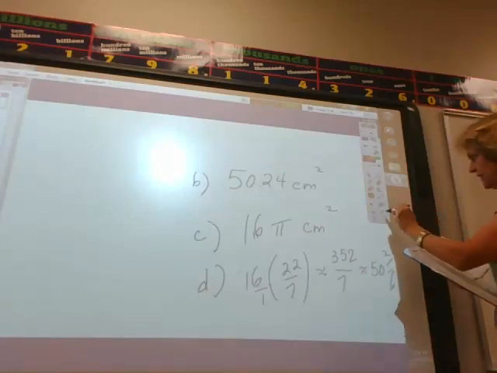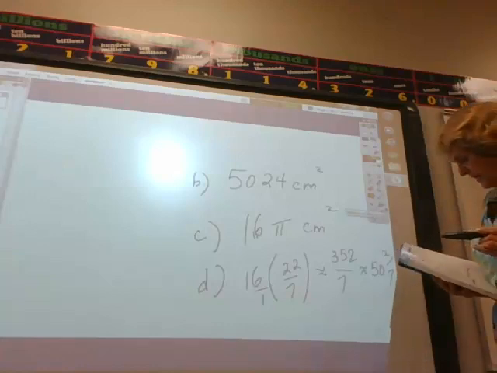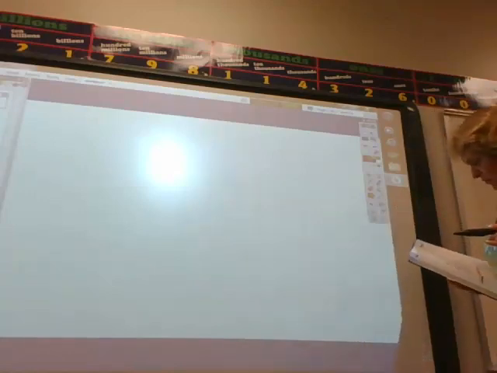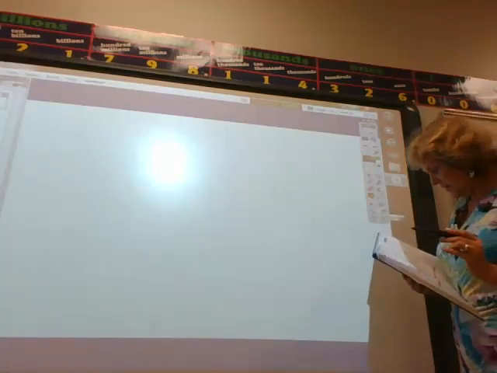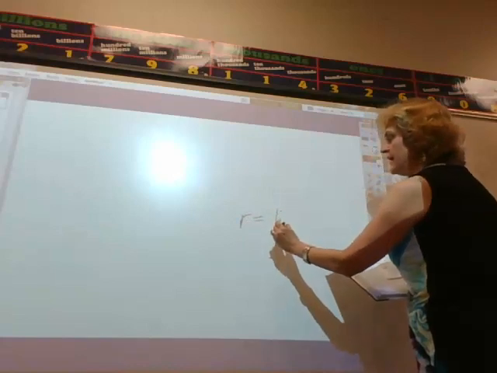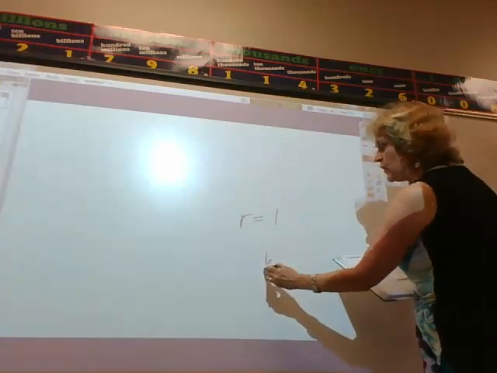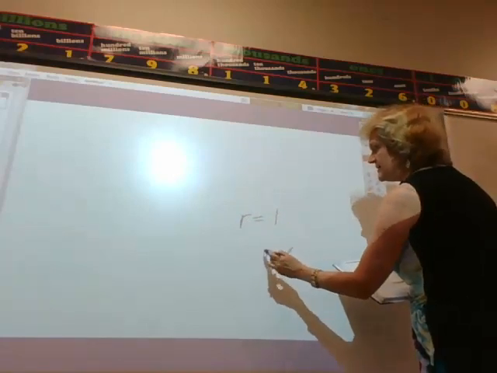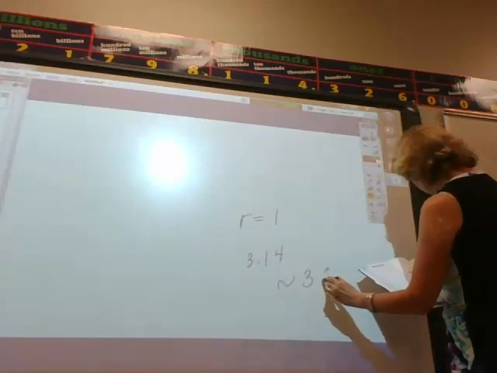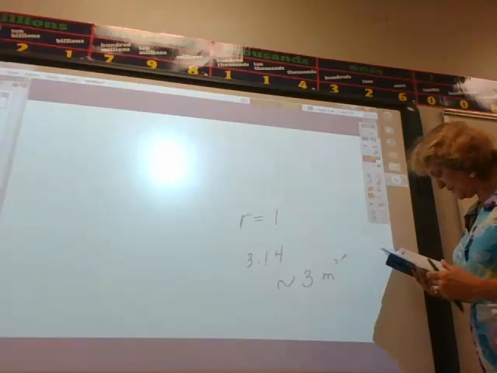And then lastly for E, it's about 3 meters squared. The reason is it says make a rough estimate of the area of a circle that has a diameter of 2. So the radius would be 1. 1 squared is 1 times pi, so 3.14. So it's approximately 3 meters squared.